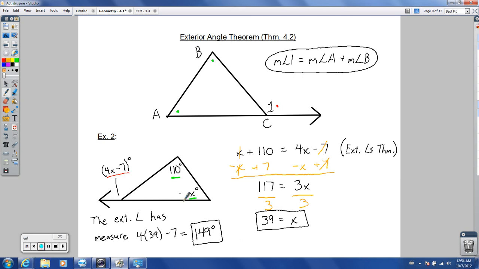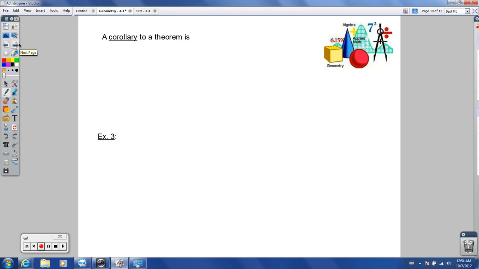We would know that this one right here would be 39 degrees because it's the same as just plain old x. We could also check our answer real quick by plugging this back in. So this would be 39, this would be 149. That would make this one 31 because these two plus this one has to add up to 180. And if this is 31 and this is 149, that also adds to 180. So a nice way to check our answer to know for certain that we did it right.